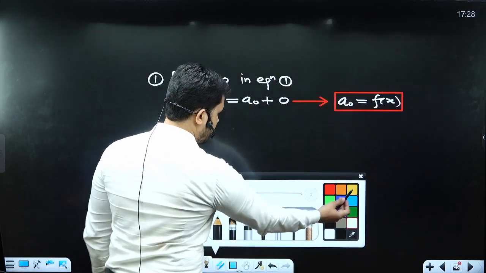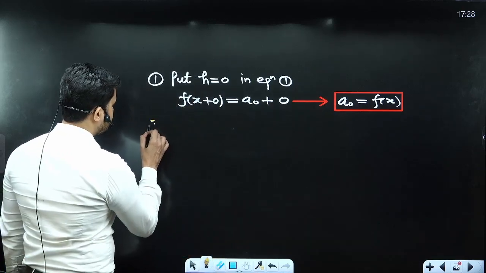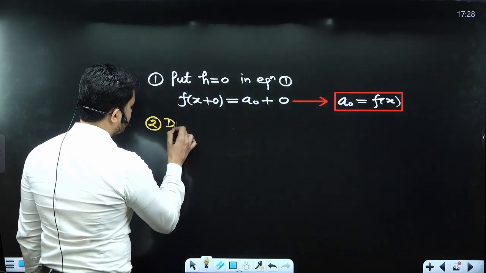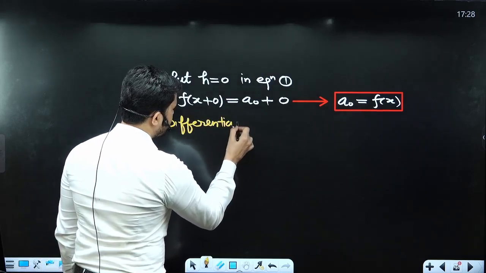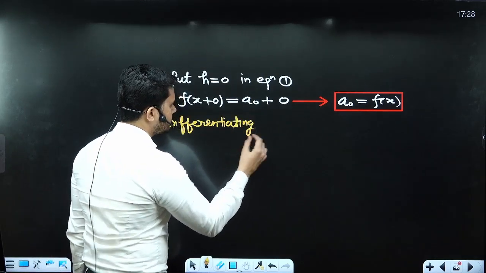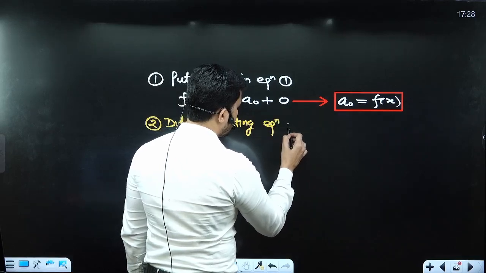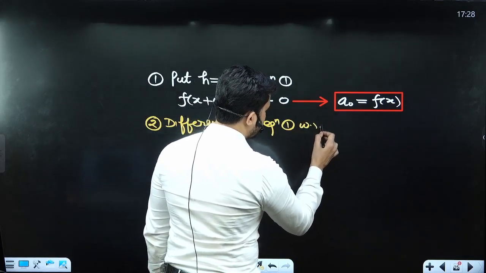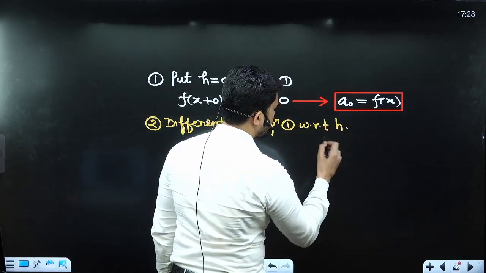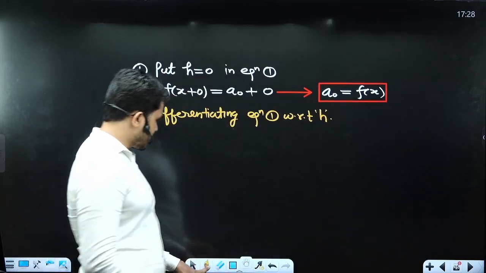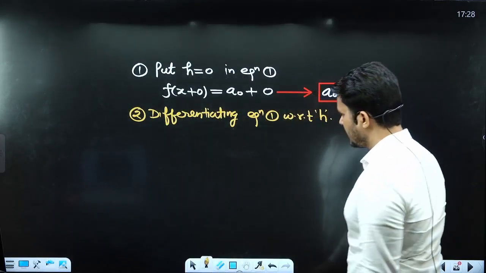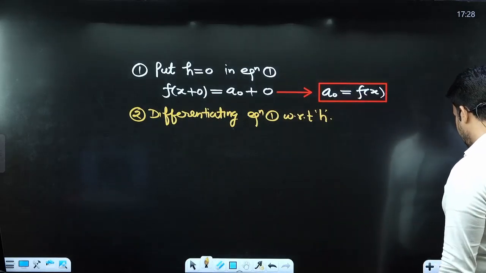And second part, number 2, differentiating equation 1 with respect to h. With respect to h के respect पर differentiation करना है. Differentiating with respect to h. Okay.